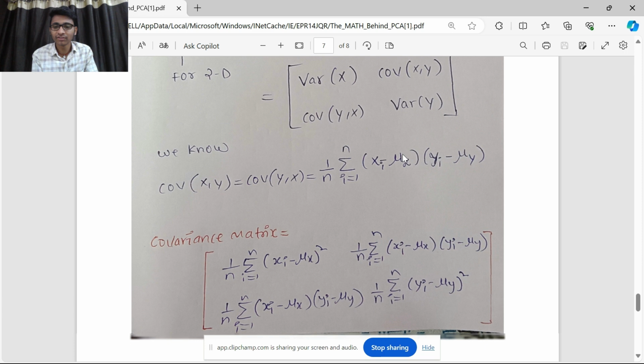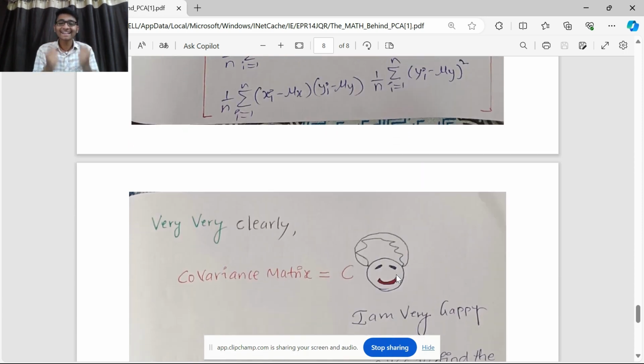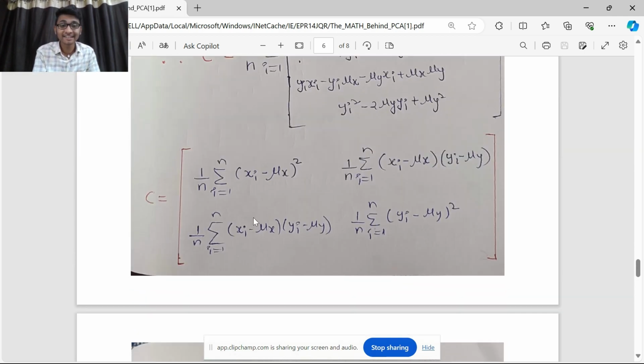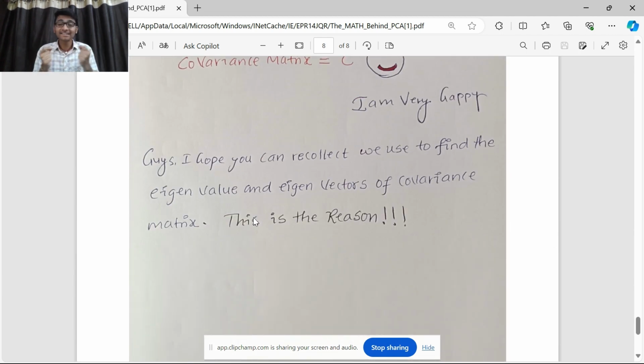See, the variance of y will be, I hope you can recognize very clearly. Our C that we have computed here is nothing but the covariance matrix. That is the reason, guys. That is the reason when we are finding the eigenvectors, we find the eigenvectors of the covariance matrix. If you know the code, you will understand very clearly. This is what I want to convey in this video.